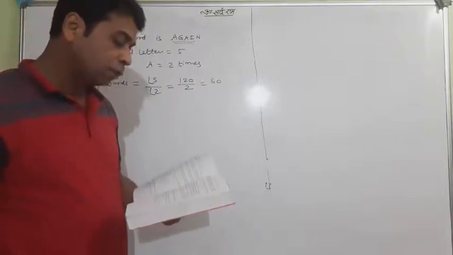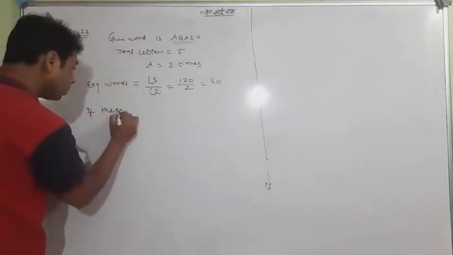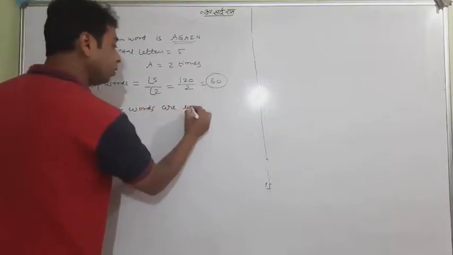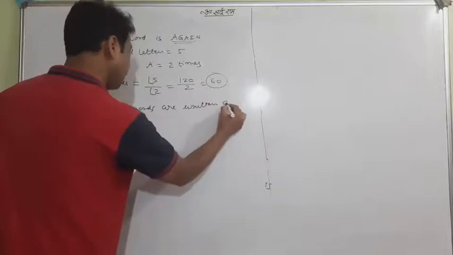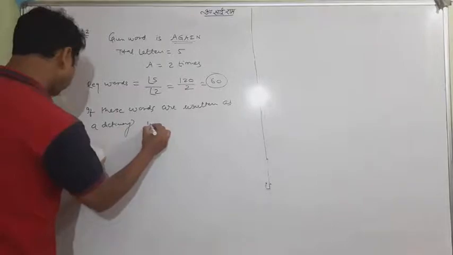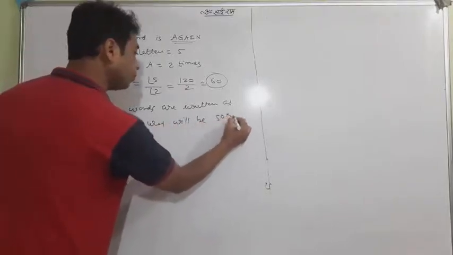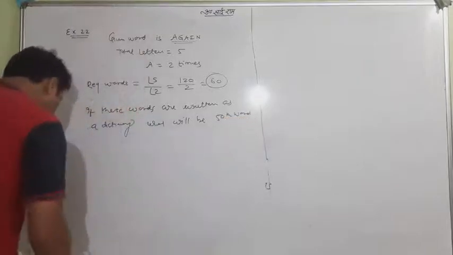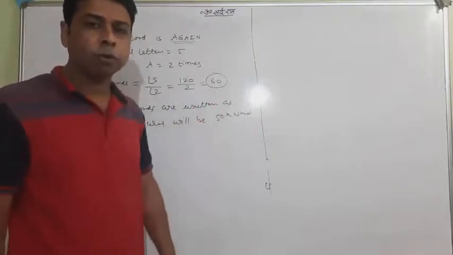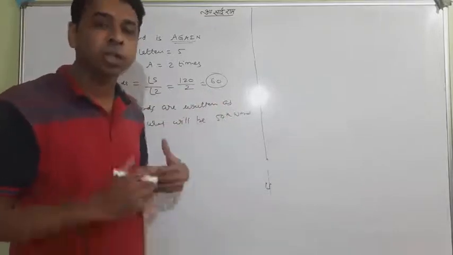Now student, the question further asks, if these 60 words are written in a dictionary, what will be the 50th word? This is a very good question. What will be the 50th word? So this is the thing which I want to share with you. Some conditions we have to follow. You understand the way of a dictionary. You know how words are arranged in a dictionary.